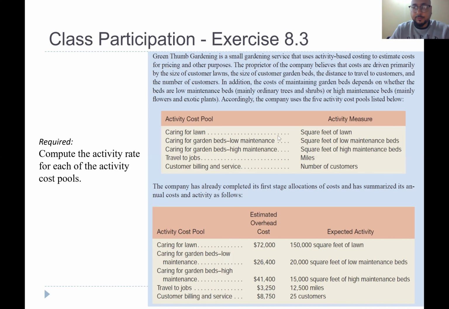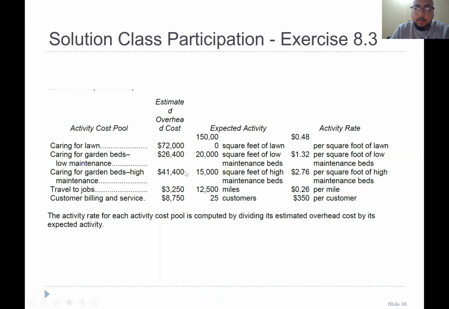Okay, so we just finished our breakout room activity. So let's compare the answers here. Here we go. So what you have to do, the first stage allocation is already given to you. So all you need to do is divide each cost pool by its activity measure, and then you find out the activity rate, right? So now the question arises, what do we have to do with these activity rates, right?